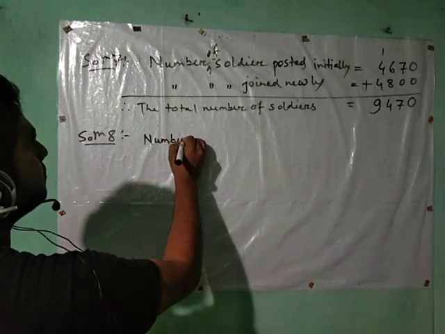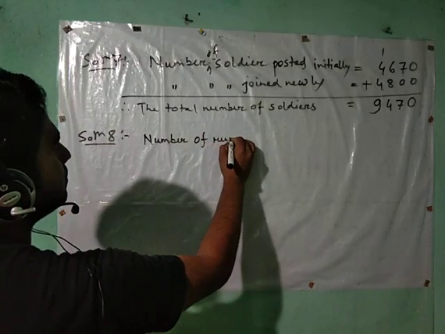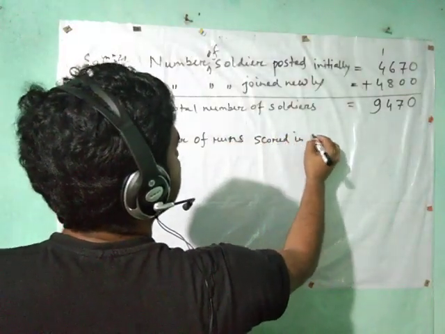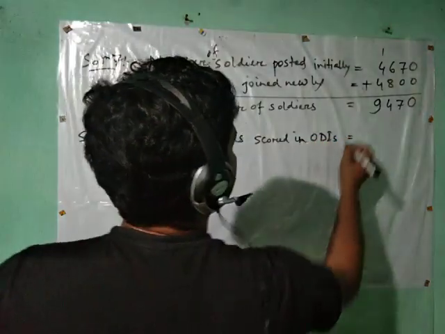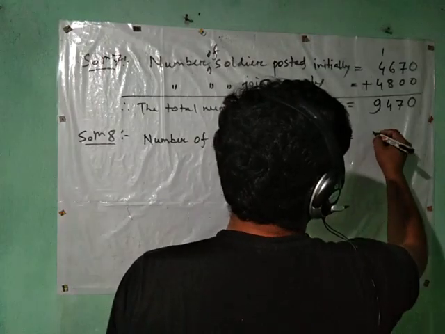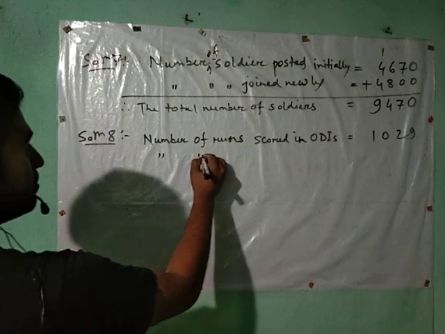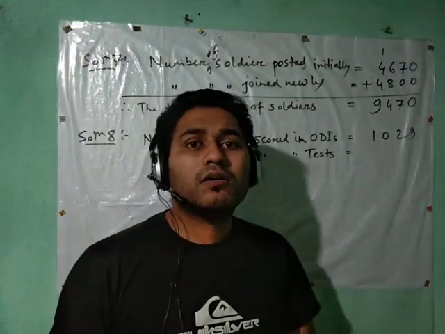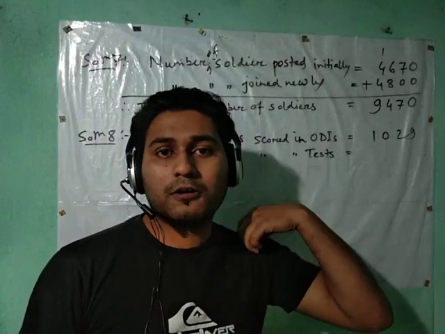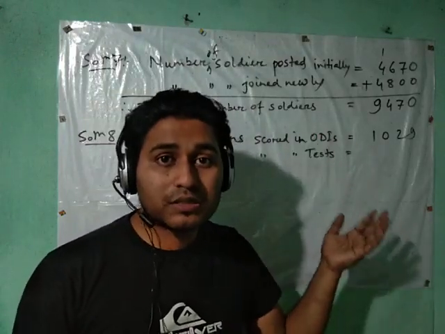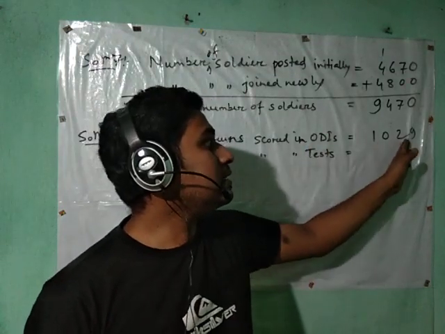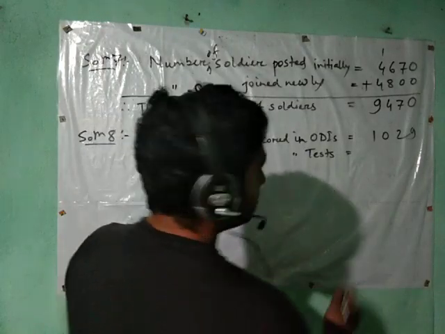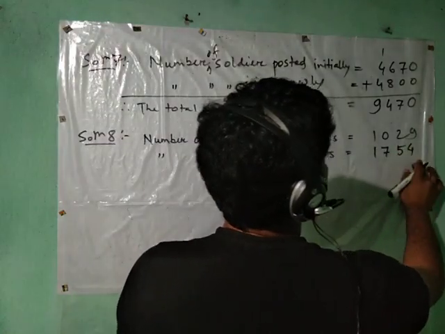Number of runs, R-U-N-S, runs scored in ODIs equals to 1029. Now, number of runs scored in tests. Test match means cricket. In cricket, we all know that there are some ODIs and another tournament, that is the test tournament, yes or no? Test series are there. So in the ODI series, he scored 1029, and in the test series, he has scored 1754 runs. Understood? I hope you got it.